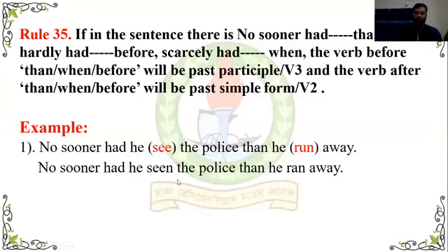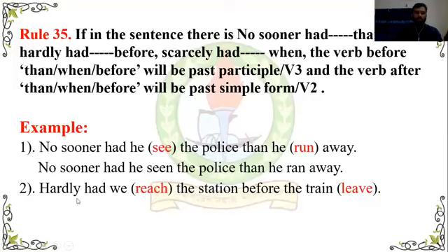So we have to use the past participle form for the first clause, and for the second clause we have to use the past form, or the second form of the verb, because first he had seen the police, this action happened first, then he ran away. Okay, so he ran away is the second action. So we are using had seen for the first clause, and for the second clause we are using ran.